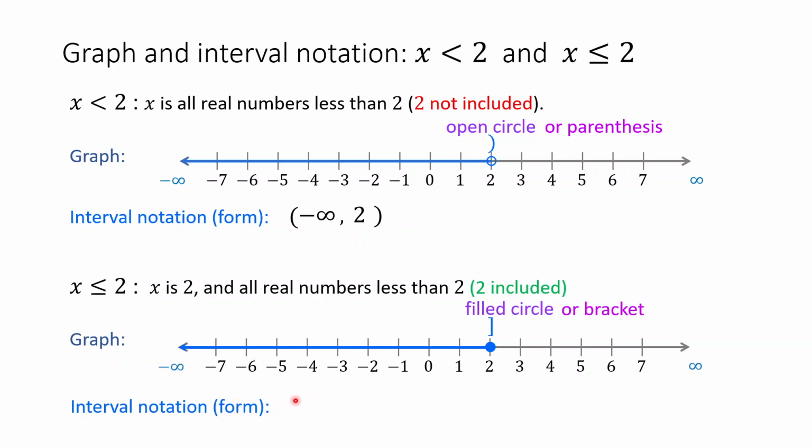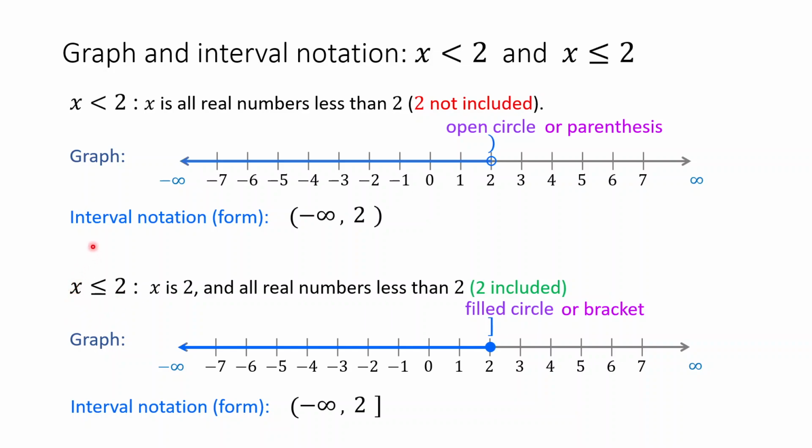Leftmost number, negative infinity, write that, then put a comma, then the rightmost, 2. Negative infinity, you need to put parenthesis. So here, filled circle, so you need to put bracket. This is the interval notation of this inequality.